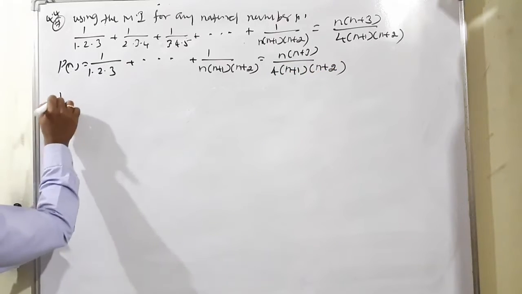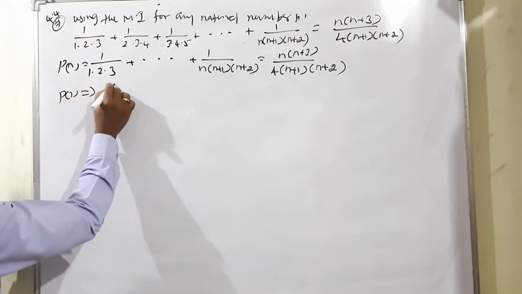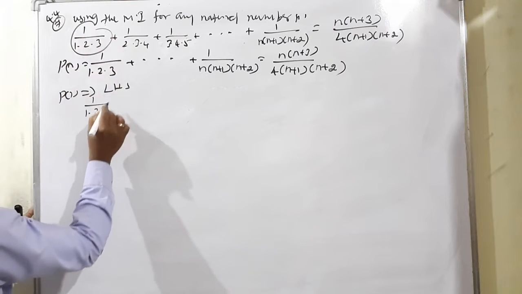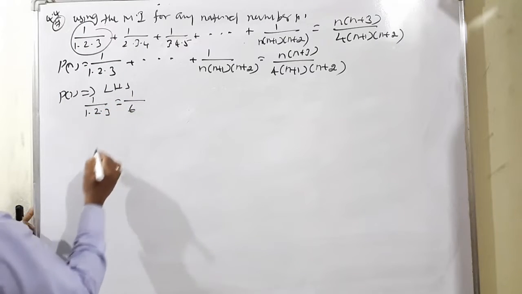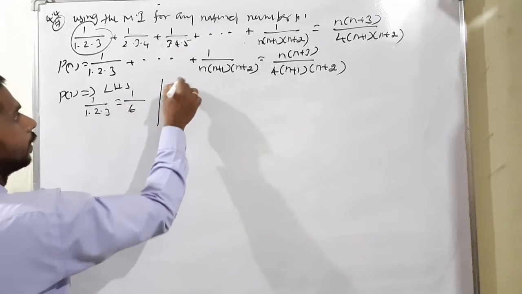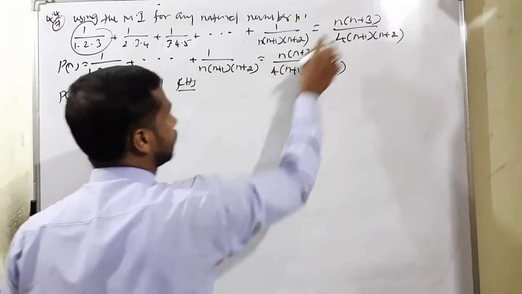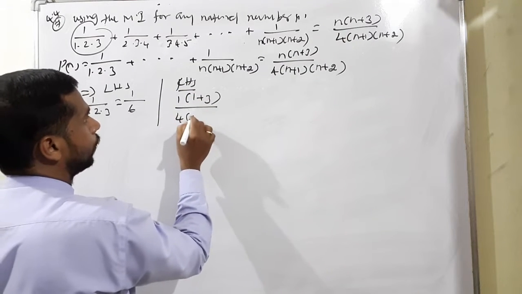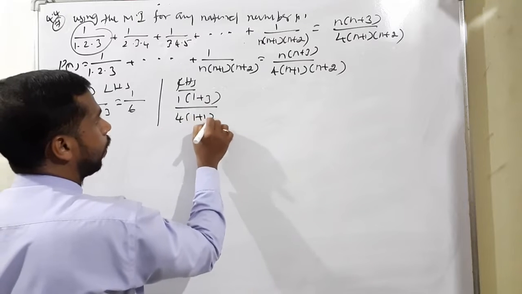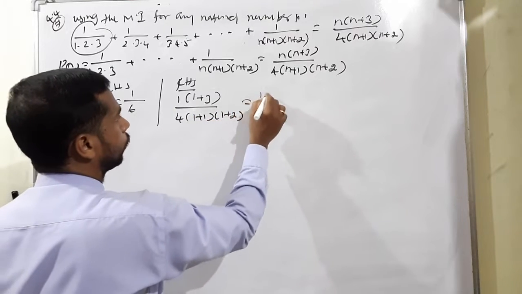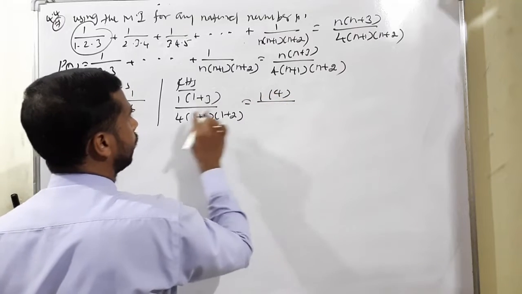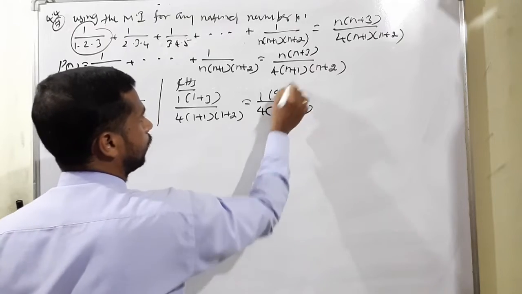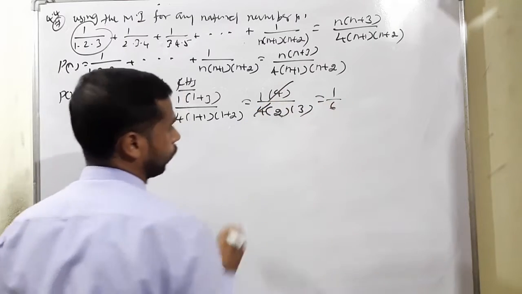Now P of 1, LHS. Consider the first term, 1 by 1 into 2 into 3. What is the meaning? 1 by 6 will come, because 2 into 3 means 6. Then RHS: instead of n take 1, so 1 plus 3 divided by 4 into 1 plus 1 into 1 plus 2. Therefore 1 plus 3 means 4, divided by 4 into 2 into 3. So 4 cancels and we have the answer 1 by 6.